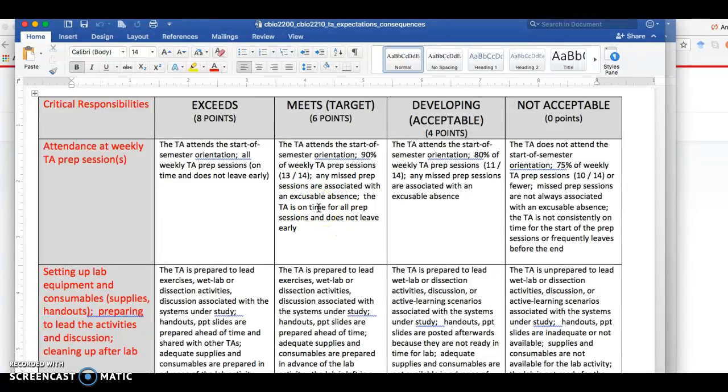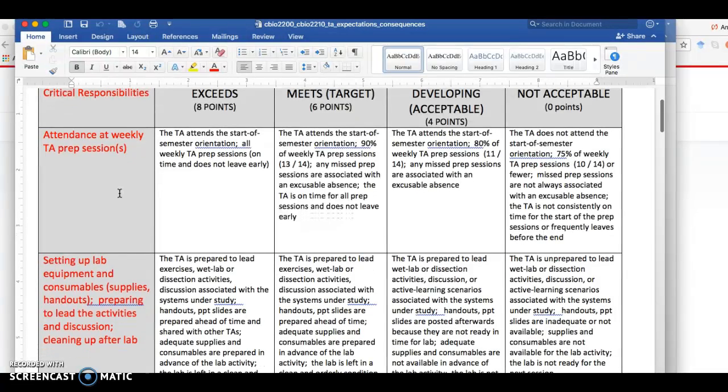And what I want to do now is actually talk about these critical responsibilities and the less critical ones too, and sort of identify what it is that we're expecting. So the very first one is attendance at the weekly TA prep sessions. This face-to-face time is actually very important.